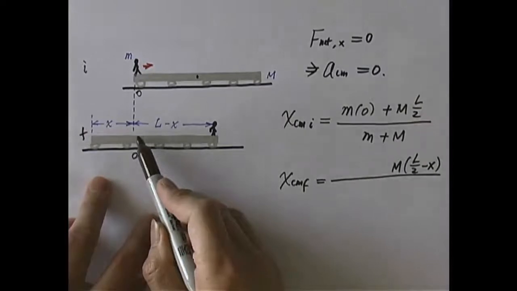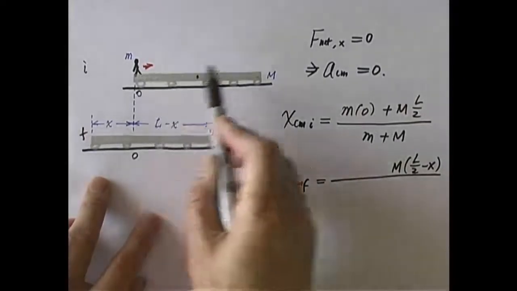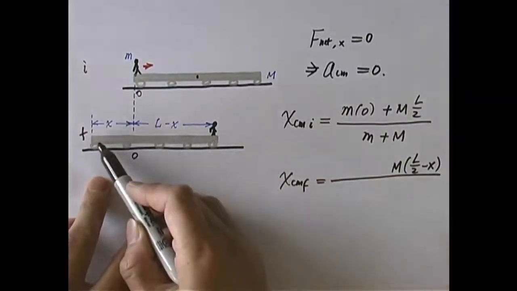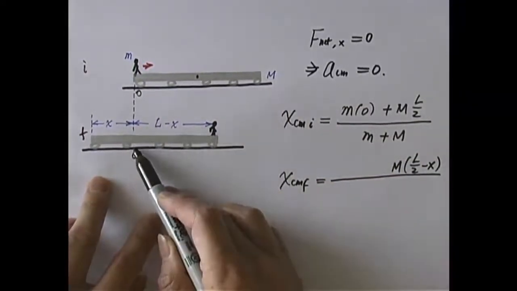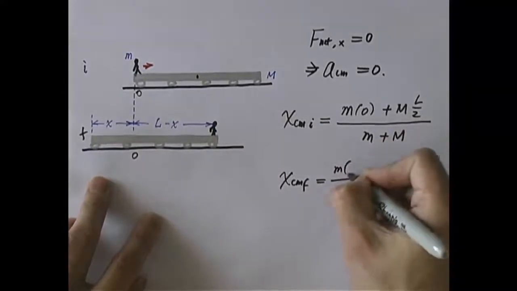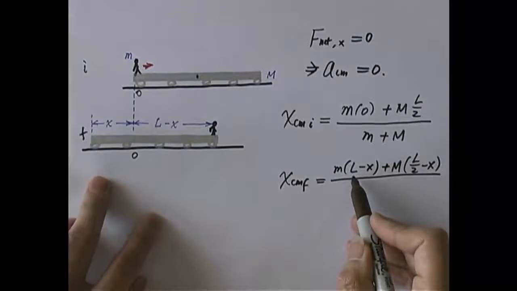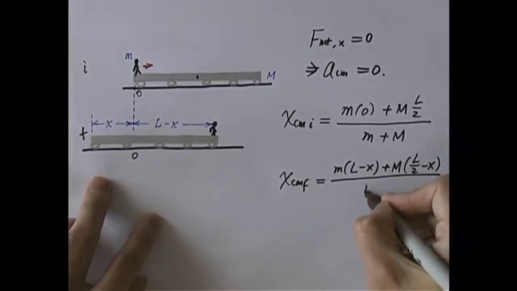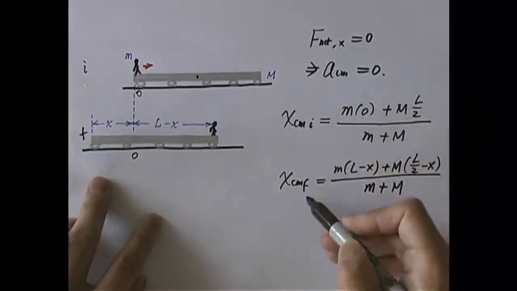What about the person? Well, the person is now here, right? This distance is L, but then the cart moved backward by x, so he ends up at actual distance L minus x from the origin. So it's m times L minus x. That's the contribution from the person. That's from the cart, divided by the total mass. Right? Okay. Initial position of center of mass, final position of center of mass.